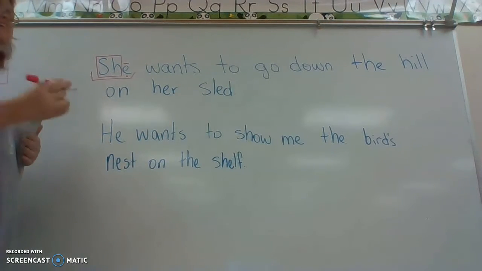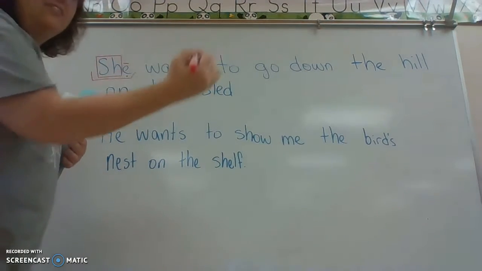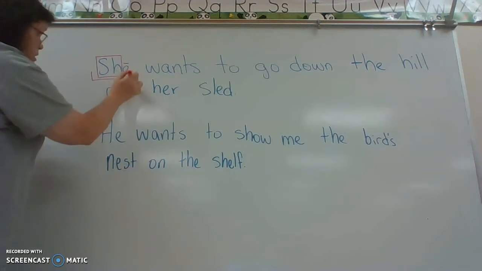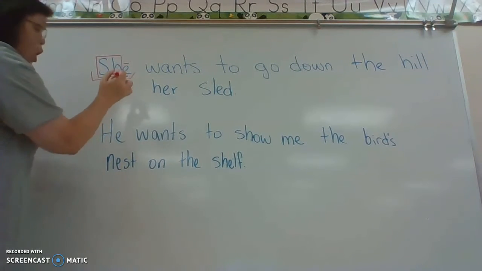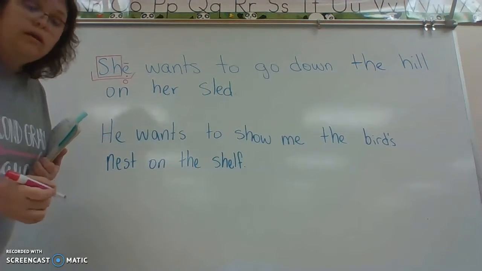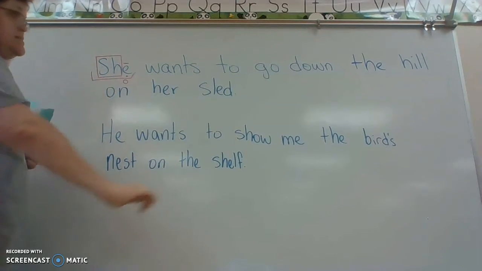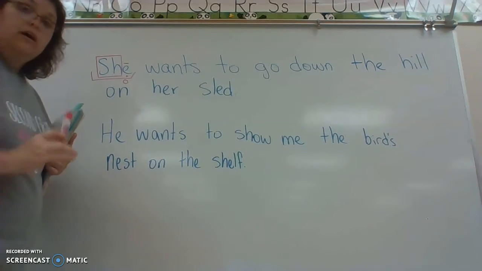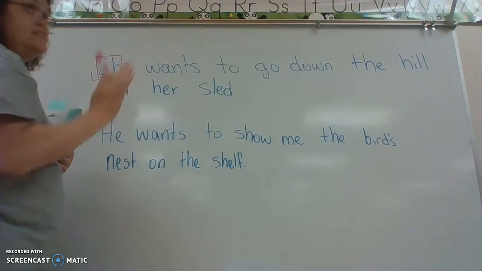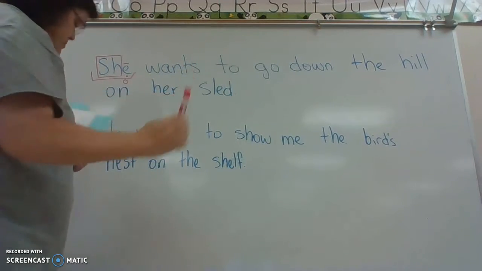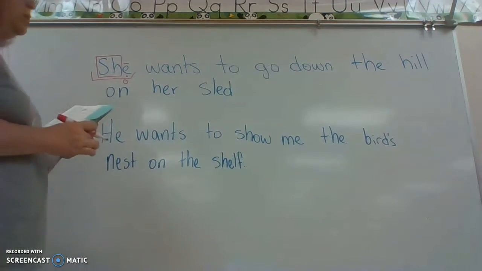And because the E says E at the end, we put an O at the bottom for open syllable. That means this syllable or this vowel says its name at the end of that syllable. She says E at the end. Now let's go to the next one.